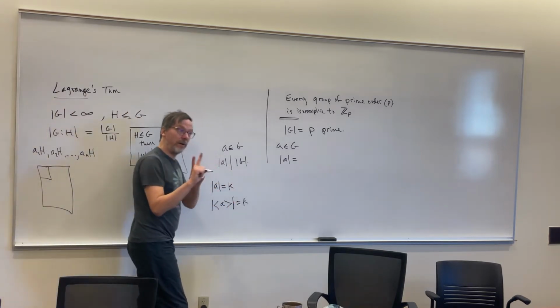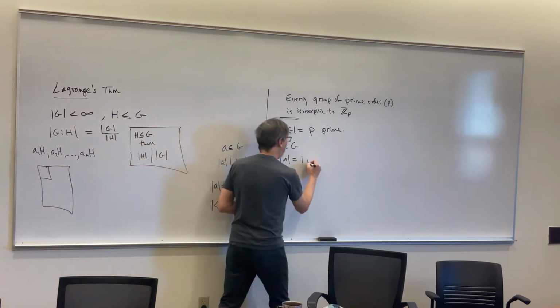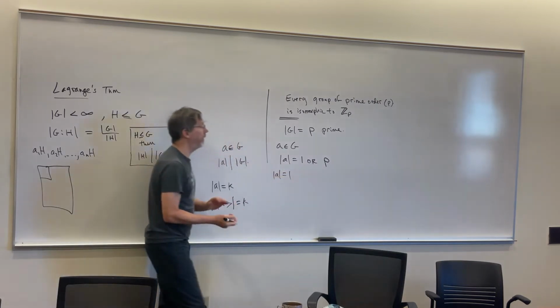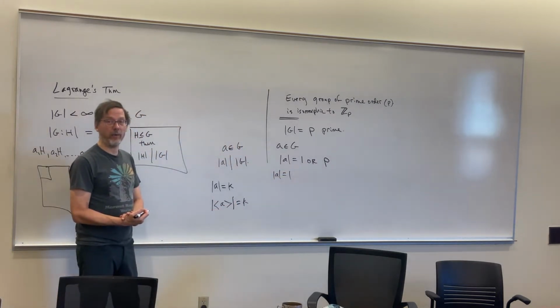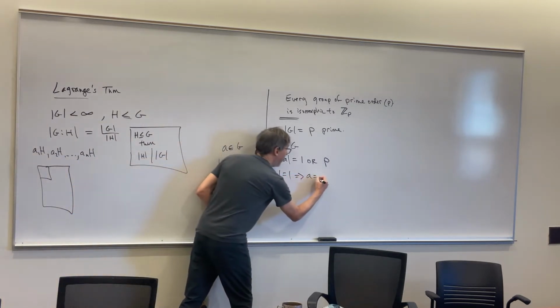The order is p or 1, right? Because p is prime, so it only has 2 factors. So 1 or p. What does this mean about a? What element has order 1? The identity. So this would imply that a is equal to the identity.